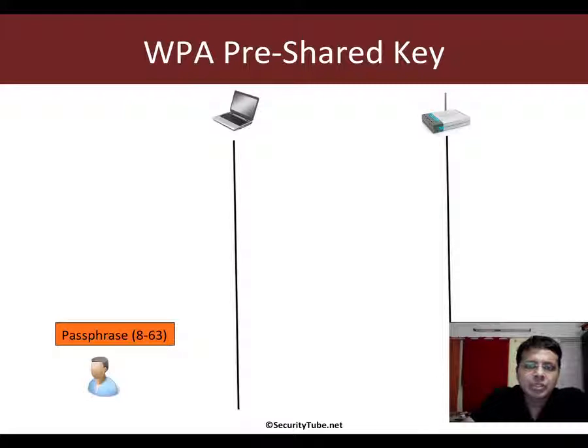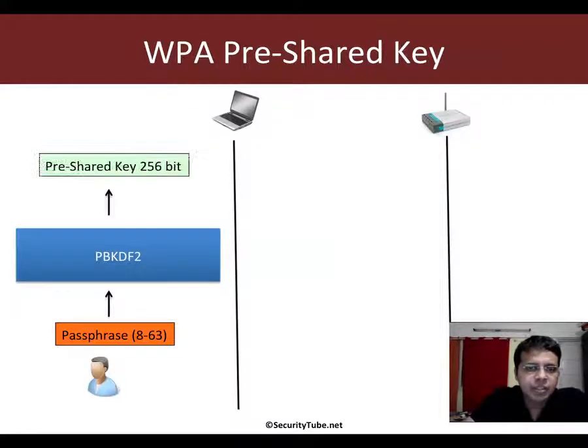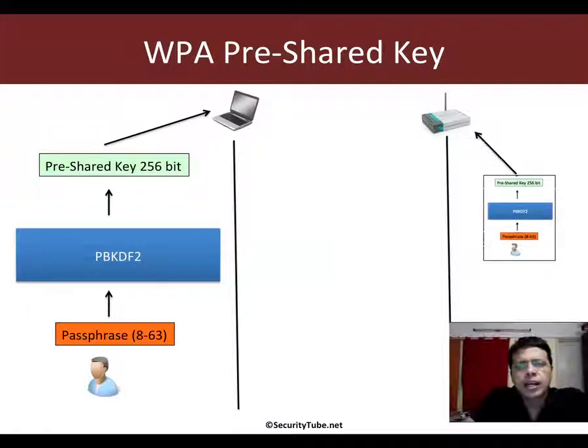Now what happens is this passphrase needs to be converted into an actual usable 256-bit key, which is the WPA pre-shared key. This is done by using a function called PBKDF. We'll come to what it is in a second. Basically, when you run the passphrase through this function, it has hashing algorithms and all of that, and the output is a 256-bit pre-shared key, which is used on the client. At the very same time, you may enter the same passphrase on the access point. This typically happens through the management interface, which could be a web-based interface. And the access point goes through the exact same process to generate a 256-bit pre-shared key.